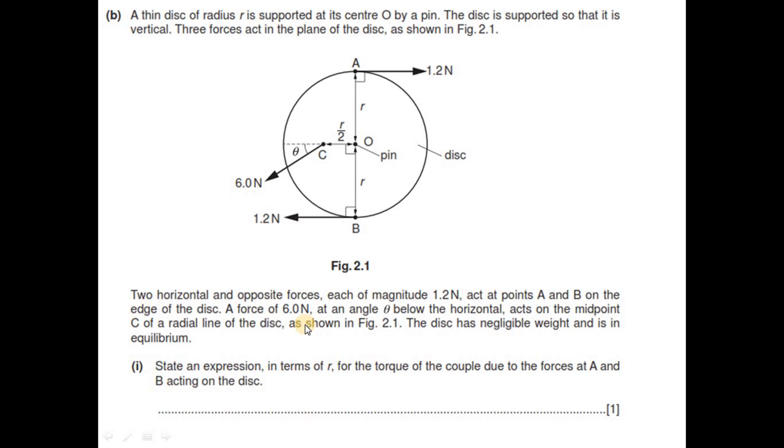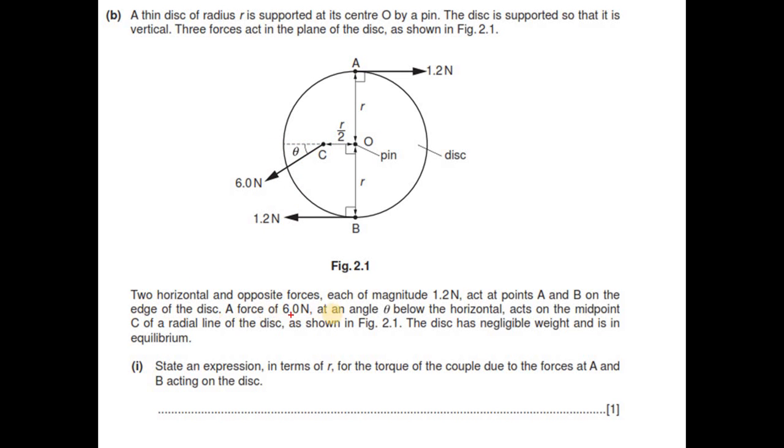A thin disk of radius r is supported at its center O by a pin. The disk is supported so that it is vertical. Three forces act in the plane of the disk as shown in figure 2.1. So this is 1.2 acting right, 1.2 acting left, and 6 Newton making angle theta.